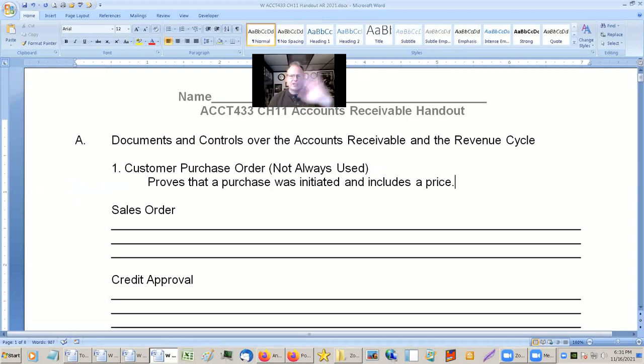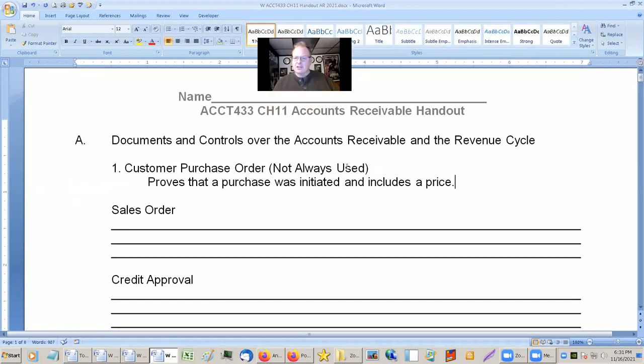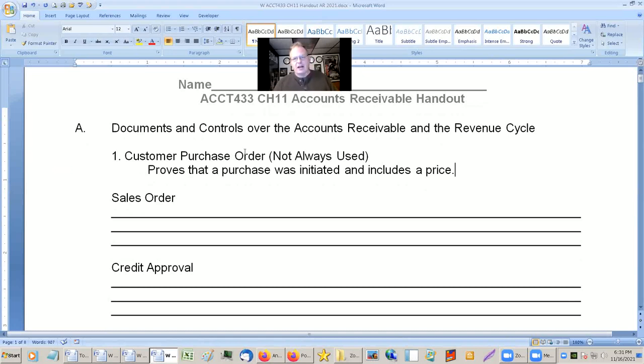So this comes from outside of the company. This is not your client doing it. Someone from outside will give a customer purchase order. Again, not all businesses, but some of them will have, especially if they sell to other businesses, a purchase order.